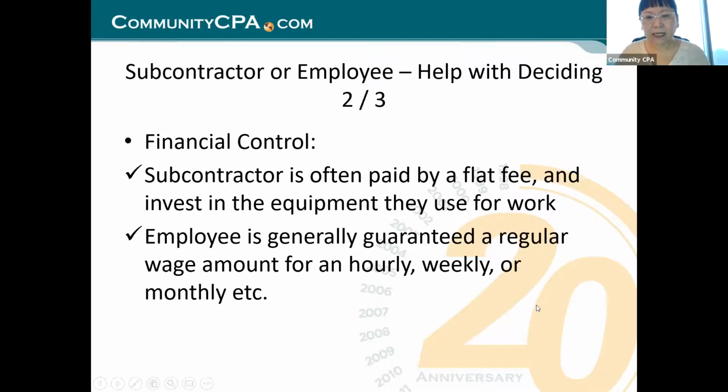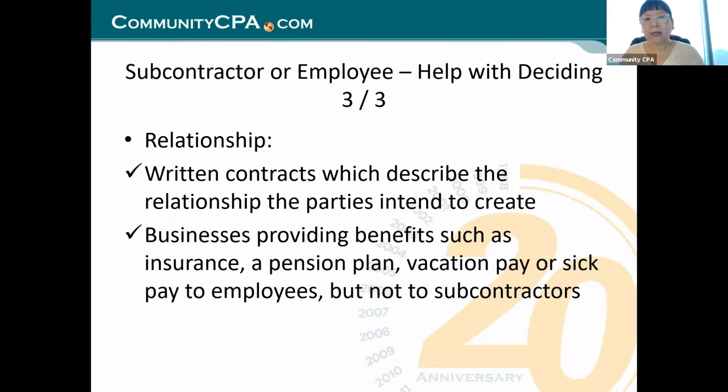All right. So the last one to determine whether you're a subcontractor or employee is what we call the relationship test. So what kind of relationship do you have? That relationship is best defined by a piece of paper, not by verbal connection, not a handshake, no, and not anything but a contract. So a written contract, which describes the relationship the parties intended to create. See? So you intend to create a subcontractor relationship, your contract needs to say that you are subcontractor, I am contractee. I am contractor to you, you are subcontractor.